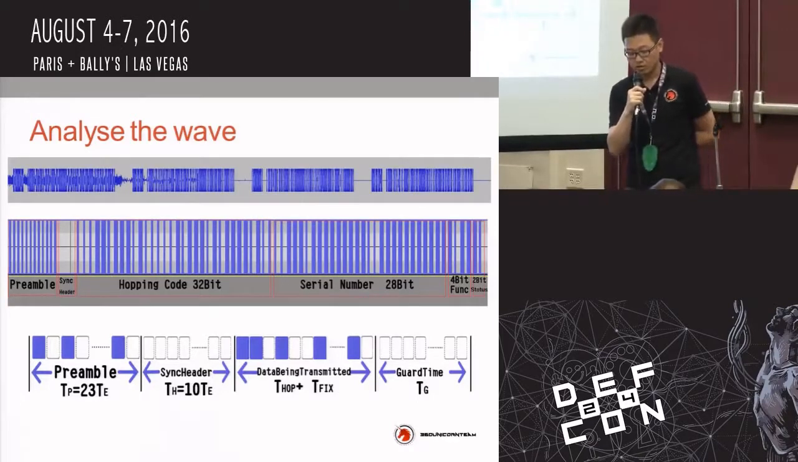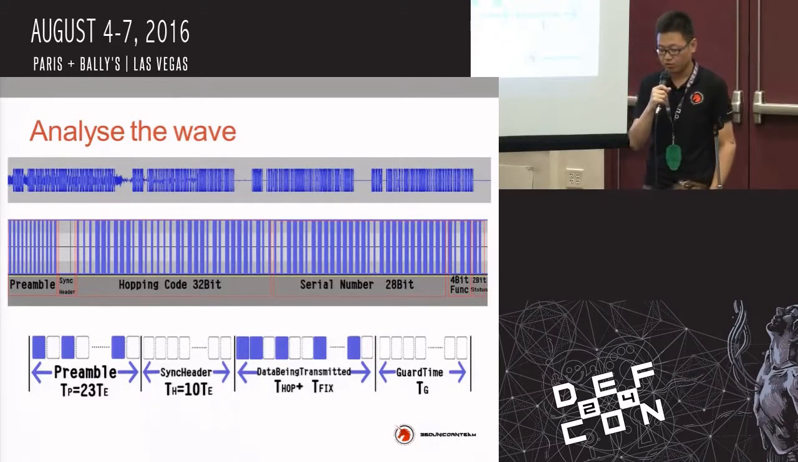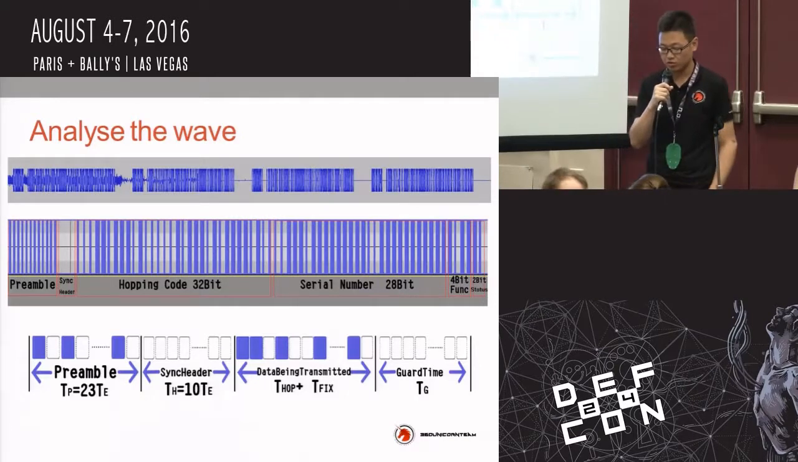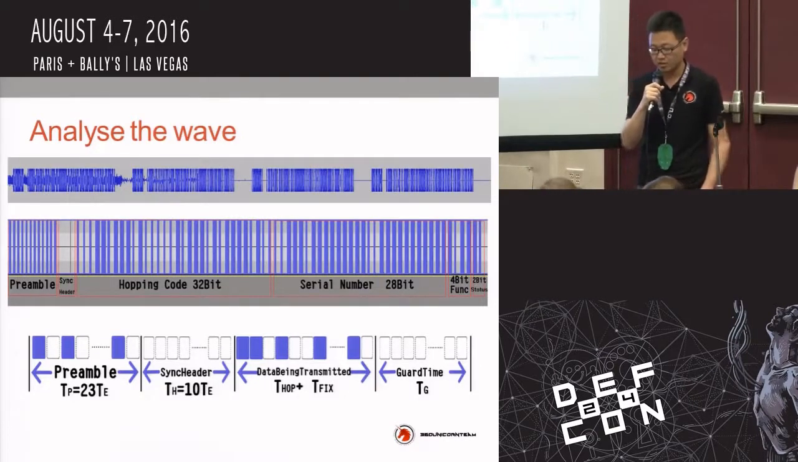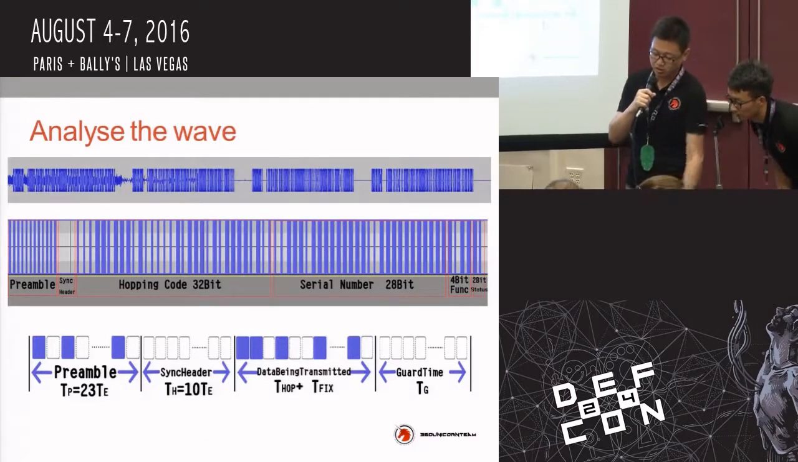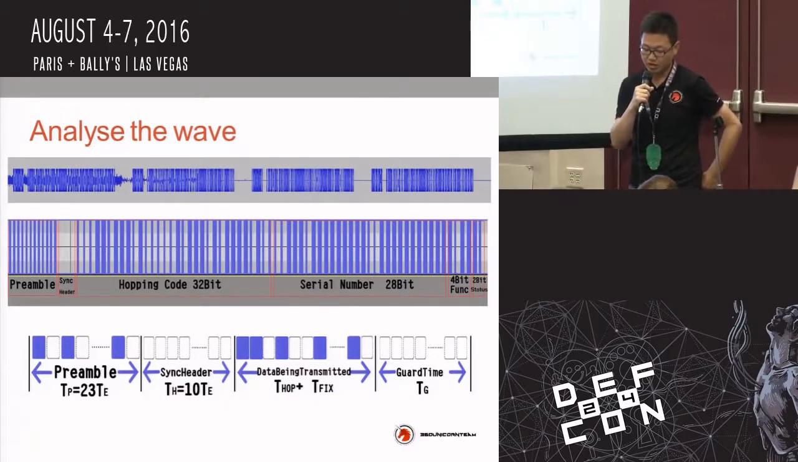Then is the sync header. The sync header is used to synchronize the time. Then is the data: the hopping code is 32-bit, then the serial number, then a 4-bit function code and a 2-bit status code. Then it has a guard time. The guard time should not be too short, because if it's too short, the car could not recognize the signal.